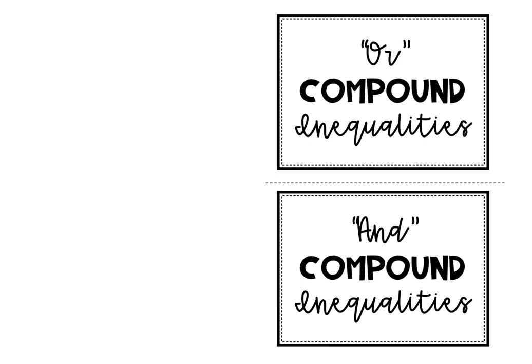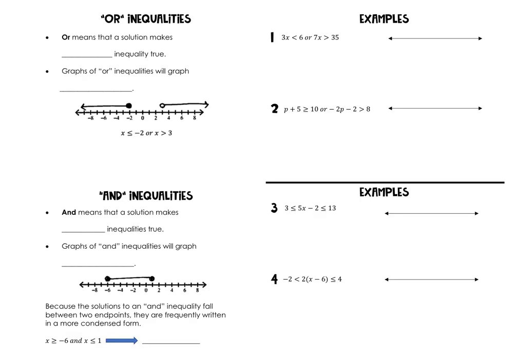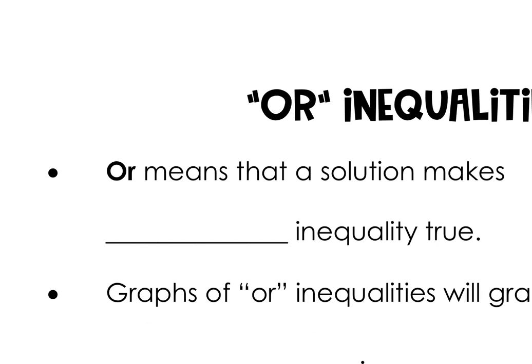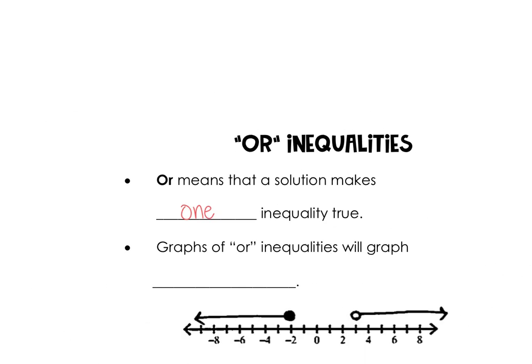Okay, so in lesson 6, we are moving into compound inequalities. And we're going to look at 2 different compound inequalities: inequalities that are joined by the word or, and then inequalities that are joined by the word and. So if we start with our or inequalities, this or means that the solution makes only one of the inequalities true.